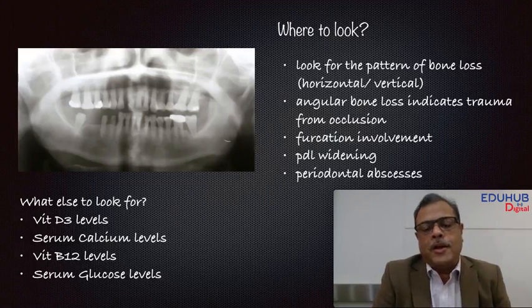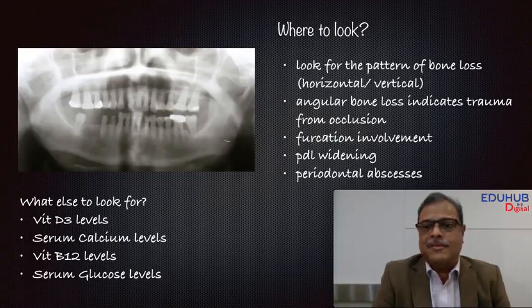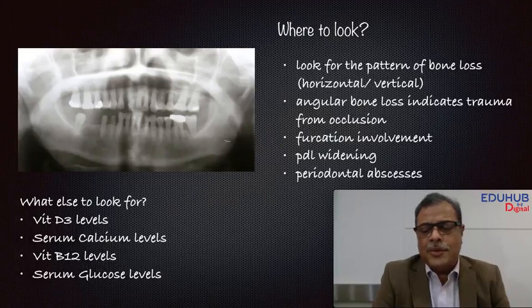Look for the pattern of the bone loss, whether it is horizontal or vertical bone loss, because vertical bone loss and angular bone loss can suggest occlusal trauma as well. Furcation involvement, widening of the periodontal ligament, any abscesses that you see clinically, attachment loss on probing.